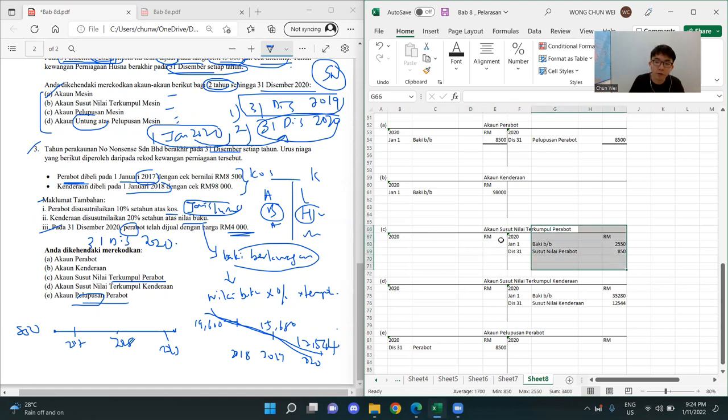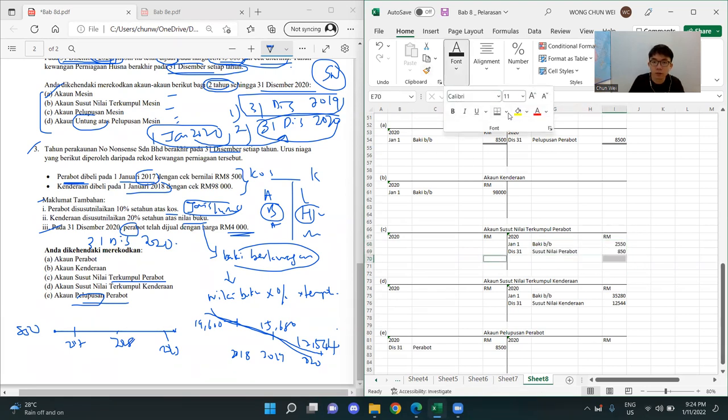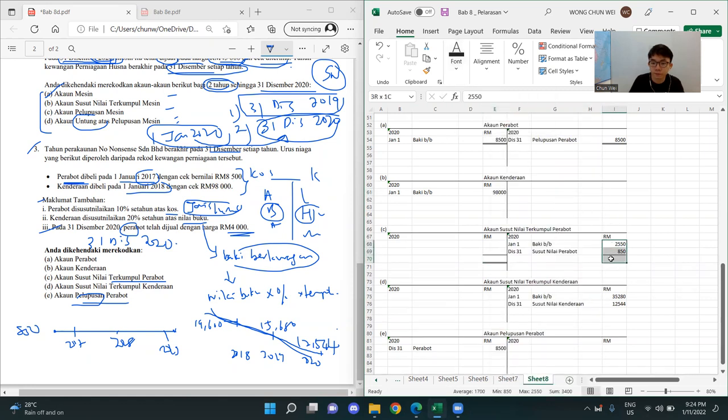So I have to clear out. I have to take out all the susut nilai terkumpul yang ada bagi perabot. So here one line, double line. Add up. So here you can see how much is the jumlah susut nilai terkumpul for your perabot. So it's 3,400. And this 3,400, I have to send it to pelupusan perabot. So if I debit my susut nilai terkumpul perabot here, I have to credit pelupusan here. So here December 31st, SNT perabot, how much is that? 3,400.